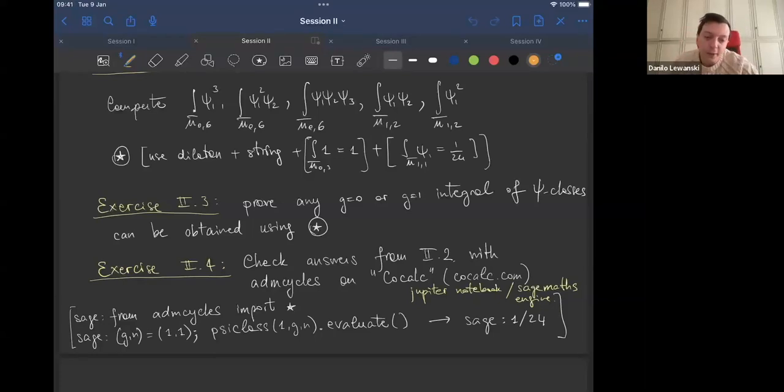But as an experiment, you can just say that (g,n) is equal to (1,1). Then you take the psi class psi_1 on the space with genus g and n marked points. Then you use the dot evaluate function to get the result, and the result will be 1 over 24. And then you can play with it. Of course, just make sure that the total power of psi classes is the right one for the g and n that you're using, and you should be able to get the numbers that you want in low genus and low n.